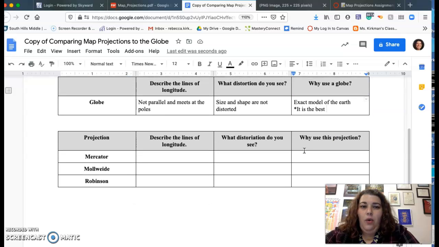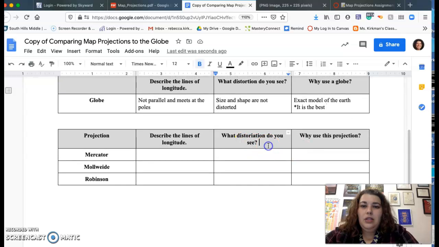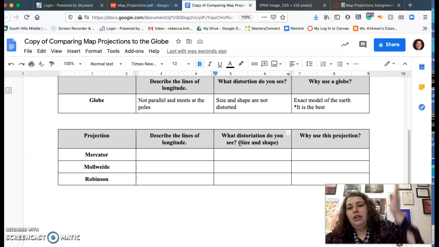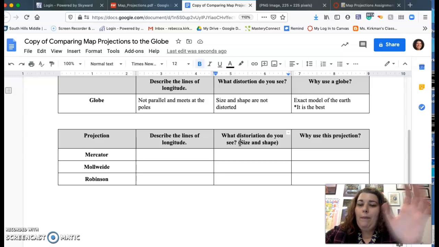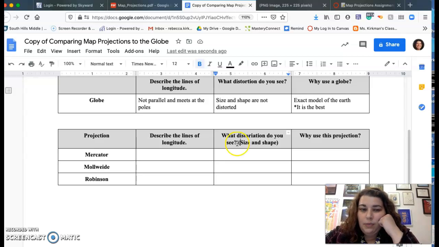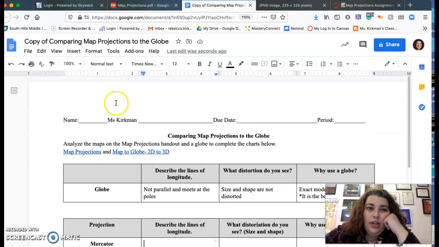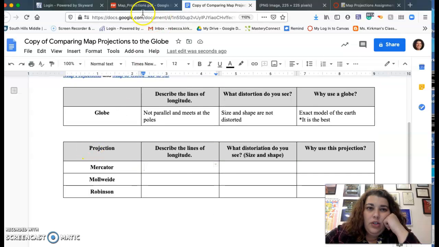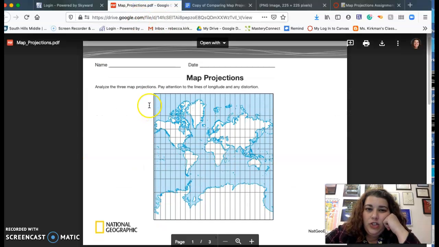projections. So now we're going to look at, I'm going to add in here size and shape. That's what we're looking at. We're going to look at some different map projections and describe the lines of longitude. So how are the lines going? What distortion, what mistakes do we see? Or how are things misrepresented in that projection, and why use this projection? So if we go to the Mercator, and when you click on this map projections up here, you should be able to see it. Okay, it's the first one.